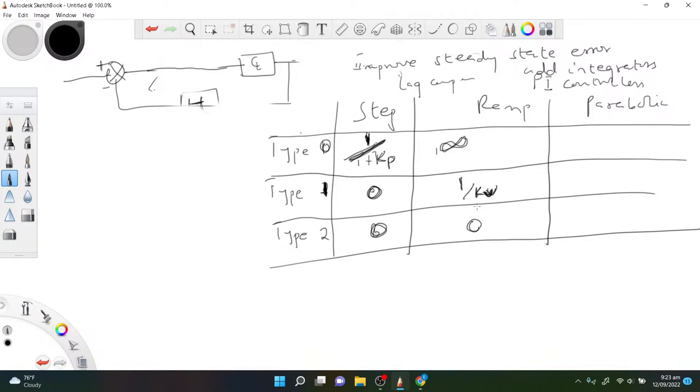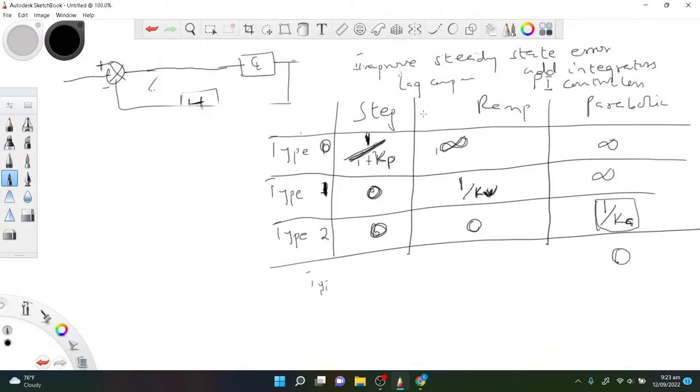So for parabolic, type 2 will give us a finite value, 1 over Ka. So this is a finite. If we want to zero a parabolic input, that means we have to go to type 3 by adding an integrator. So type 3 will rather give us a 0. But anything before finite, infinite, infinite.